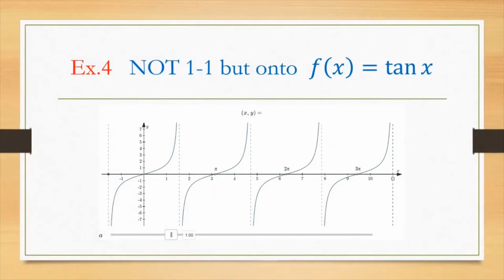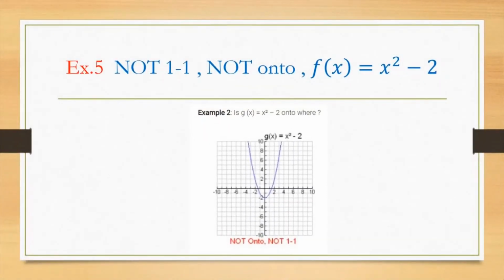Next is another function which is not one-one but onto: f of x is tan x. So this is 0, 1, 2, 3, 4, etc., and on the left side we also have some curves. The image of this graph lies here, here, here and here. If we take any parallel line, it cuts at more than one point. So it is not one-one. If we take any point, it is the image of some point. So it is onto.